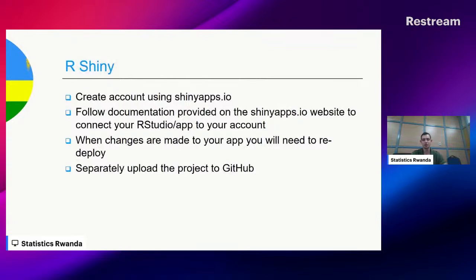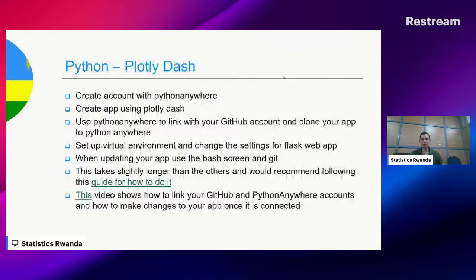So the first thing you're going to do is create an account using shinyapps.io. You can follow the documentation provided on the shinyapps.io website to connect your RStudio or app to your account. You can then publish this directly to Shiny Apps, and when changes are made to your app, you'll need to just redeploy/republish it. In this workflow, you would separately upload the project to GitHub, and I'll show you the first few steps just now as a basic demonstration.